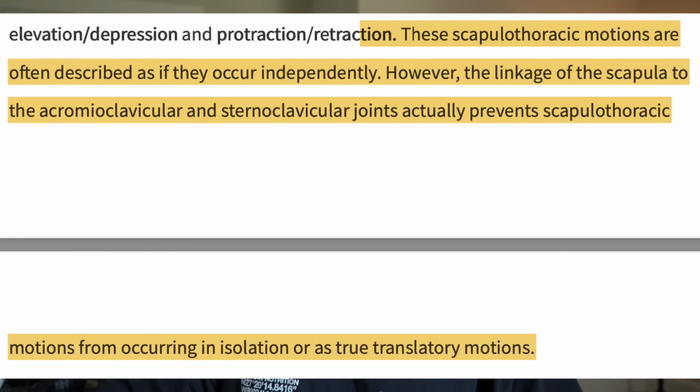And so they're talking about elevation, depression, upward rotation, downward rotation. And I quote, "These scapulothoracic motions are often described as if they occur independently. However, the linkage of the scapula to the AC and SC joints, which I'll show you all on my model in a second, prevents scapulothoracic motions from occurring in isolation as true transitory motions." So what that's saying in simpler terms is you cannot upwardly rotate your scapula without elevating your scapula, okay?